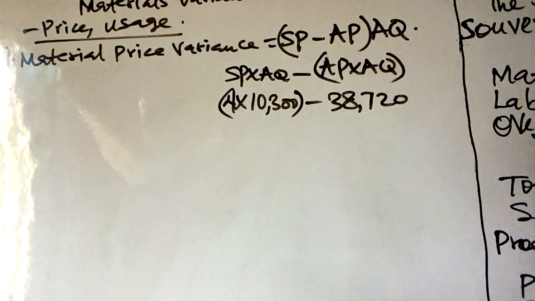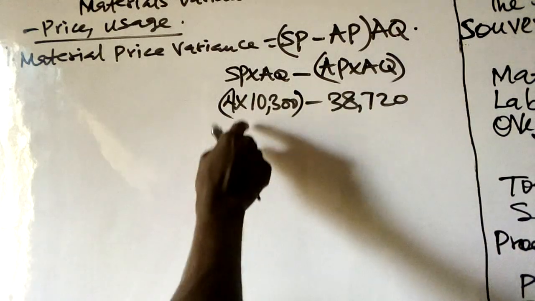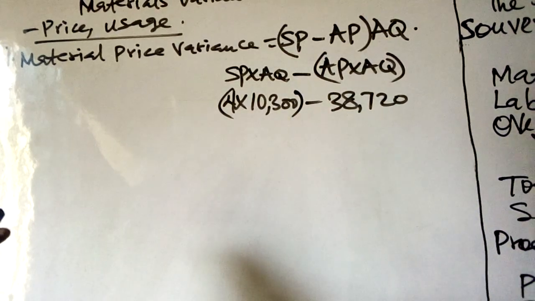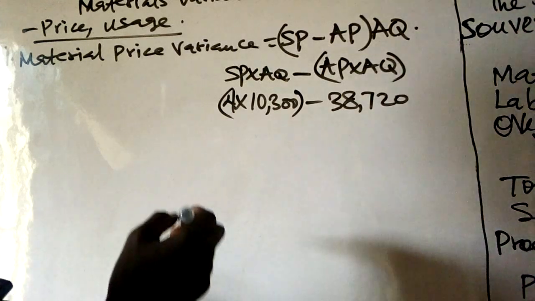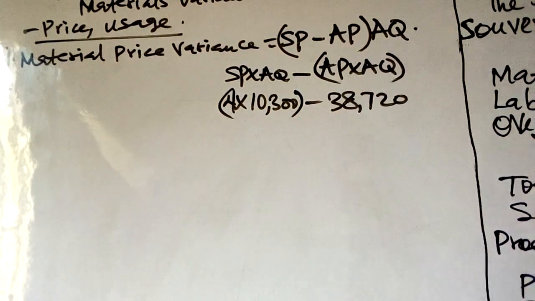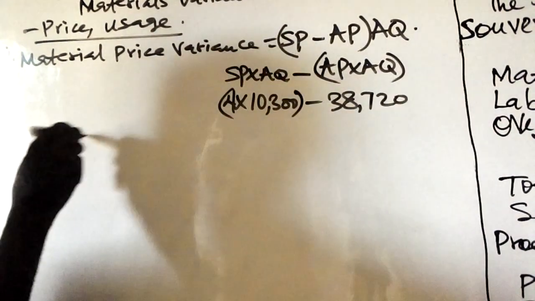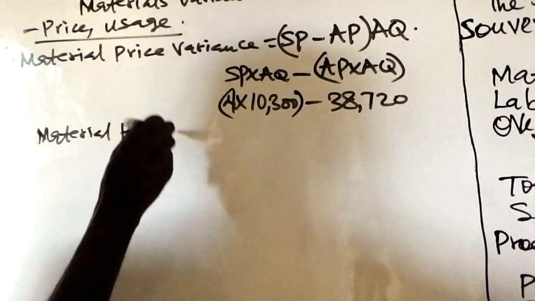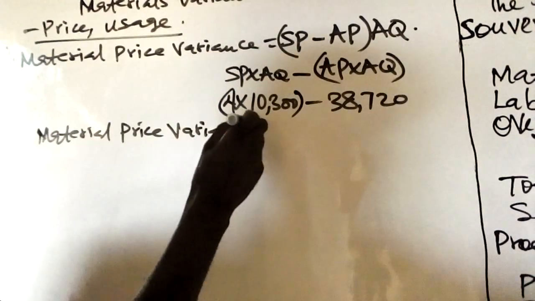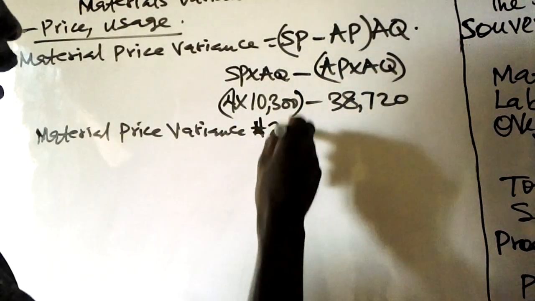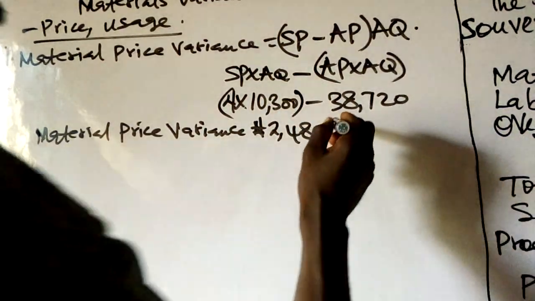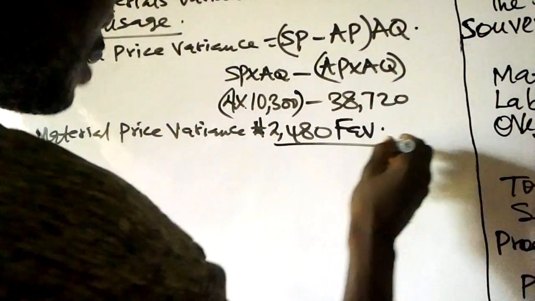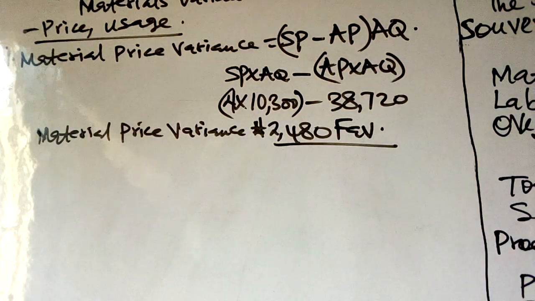If you have 4 times 10,300, then we have 41,200. 41,200 minus 38,720, then you have 2,480. Therefore, material price variance is 2,480. The standard price is greater than the actual price, so it is favorable. It's a favorable variance. That is, material price variance is a favorable variance.